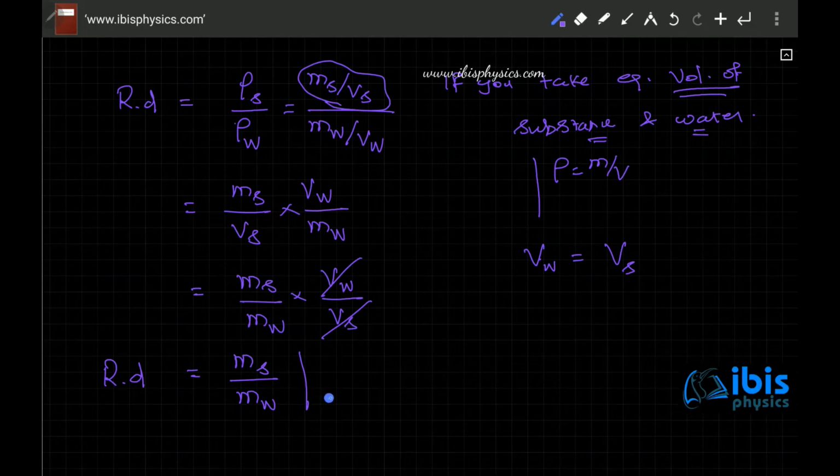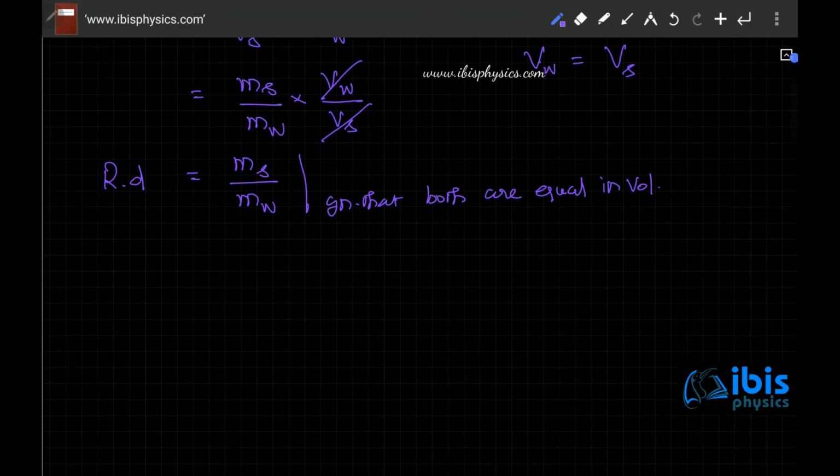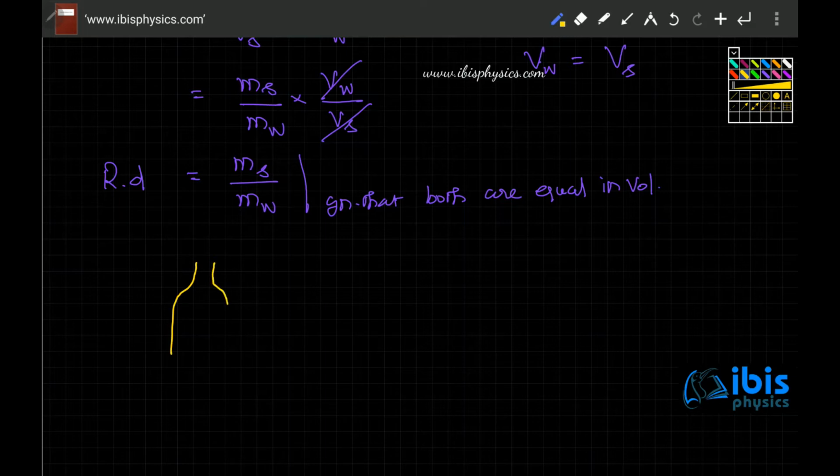So, given that both are equal in volume, how do we ensure that? Let us take a small bottle. We are going to call this bottle a density bottle.